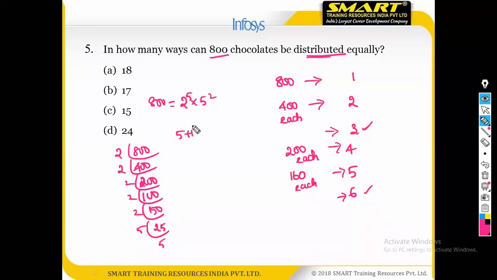Therefore 5 plus 1 into 2 plus 1. So 6 into 3, it is 18. But here we have to subtract 1, right? Because if you are giving all the chocolates to one person, it is not a distribution. So guys, we need to subtract 1 from that. So distribution can be possible in 17 number of ways.